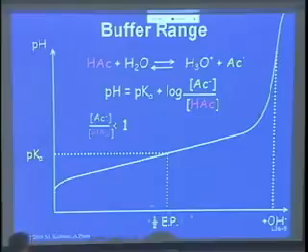If you have the half equivalence point, that means at the half equivalence point, the concentration of this and the concentration of this is equal. So if they are equal, that's the log of 1, and the log of 1 is 0. At this half equivalence point, that means the pH is the pKa. This is this here, all right?